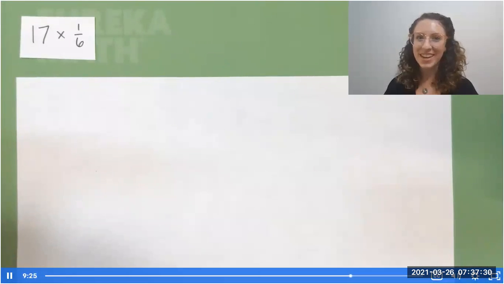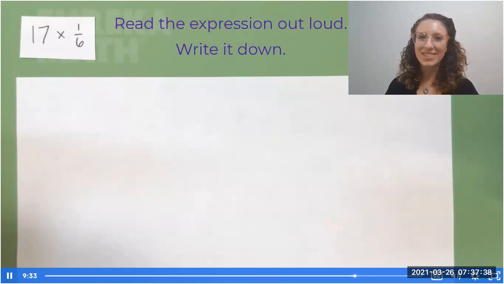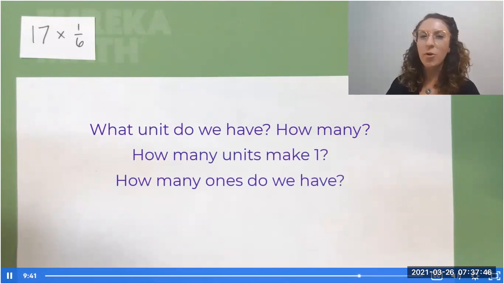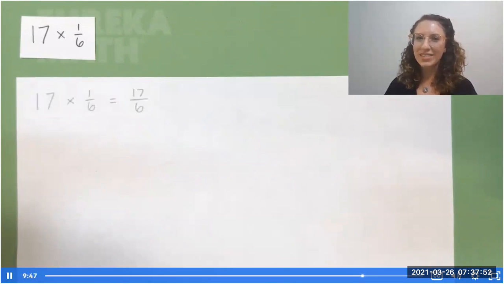Last one together for today. How are you feeling? You got this. Read this expression out loud and write it down. Pause and think. What unit do we have and how many units? How many make 1? How many ones do we have? Ready to go on? Did you find that we have 17 sixths? And did you remember that 6 sixths make 1?